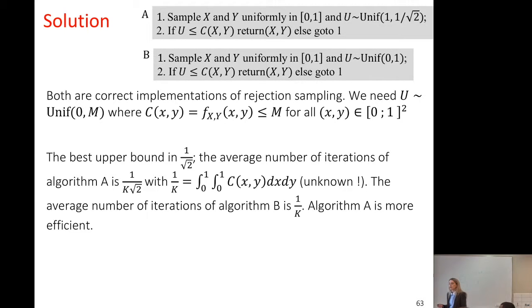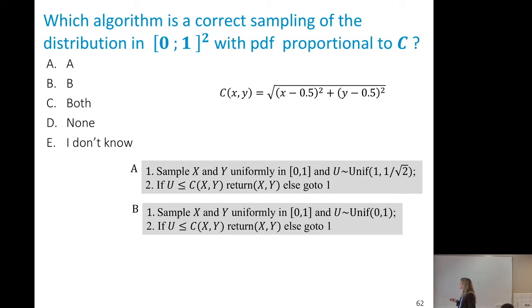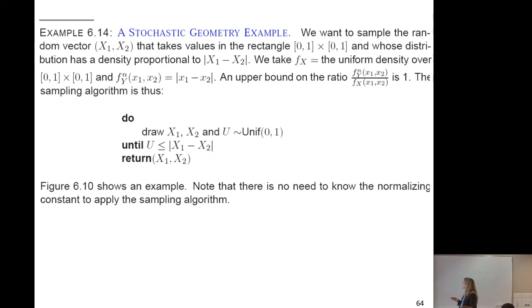For option A, it should be uniform between 0 and 1 over 2. Yes, it's a typo. Correct. It's also a typo here, yes. Thank you.